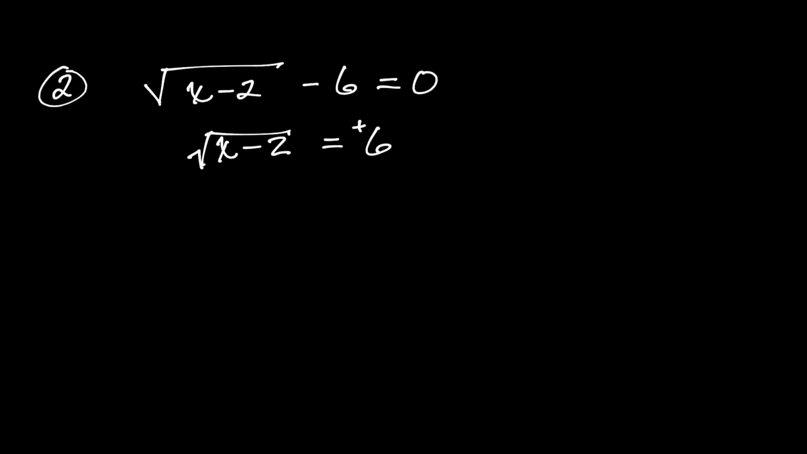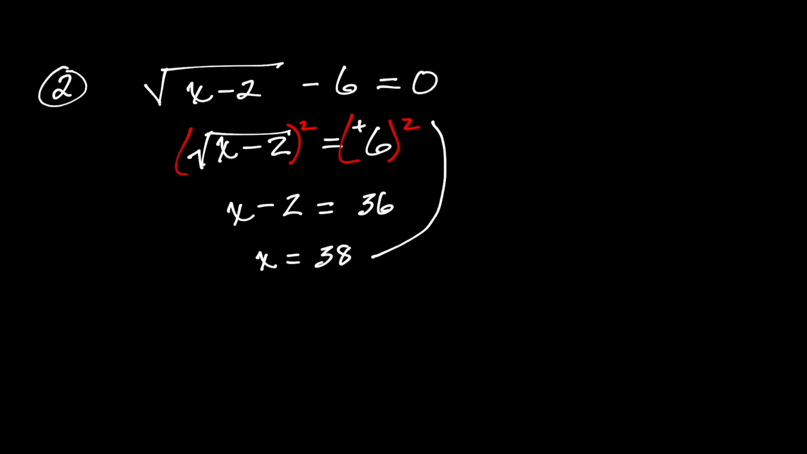Let's square both sides of our equation. That is the first step. The square root of the number squared is the number, x minus 2, and 6 squared equals 36. So add 2 on each side. x has got to be 38.